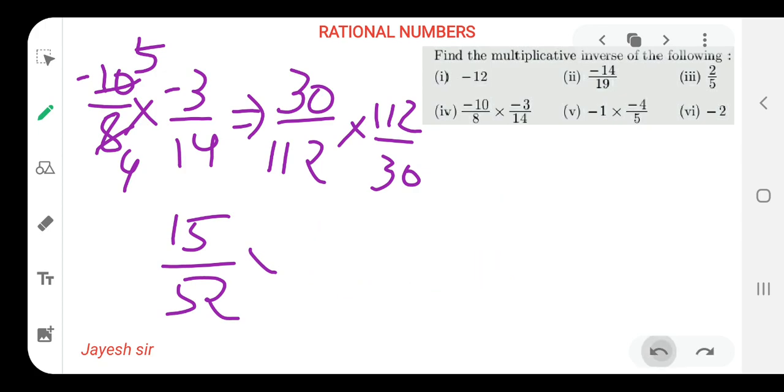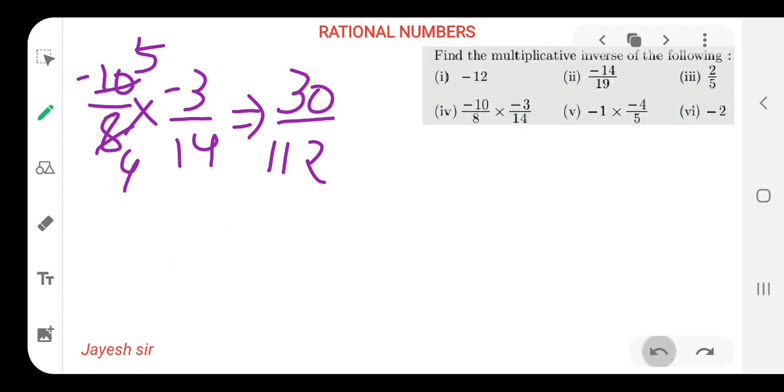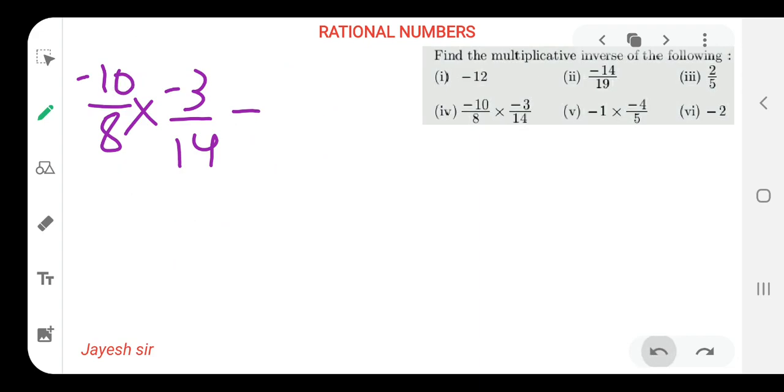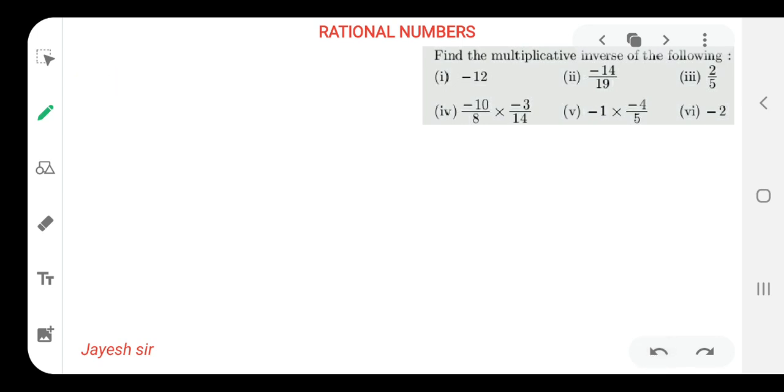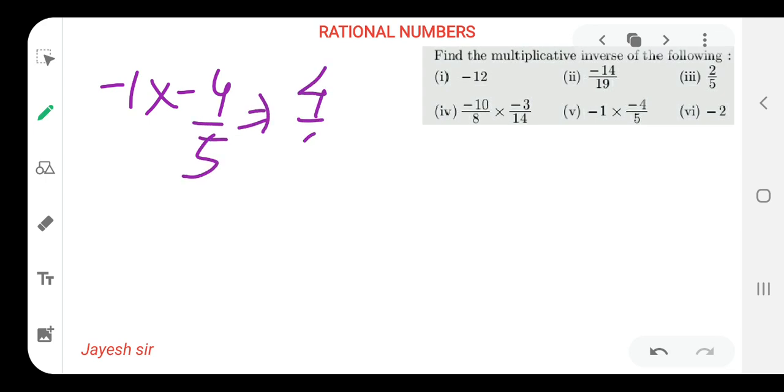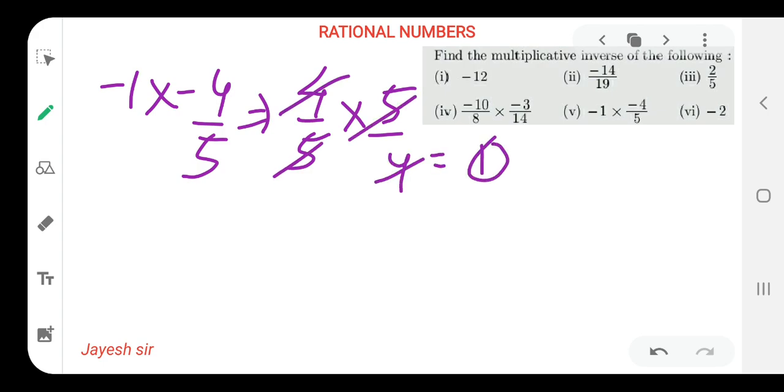So let's move to our fifth sum, that is minus 1 into minus 4 by 5. If you have understood the concept, then pause the video and try to solve it on your own. Minus 1 into minus 4 by 5. First we will solve it properly. Minus 1 into minus 4, that is 4 by 5. What should be the multiplicative inverse? The reciprocal of it is 5 by 4. 4 cancels, 5 cancels. So the multiplicative inverse of it is 5 by 4.